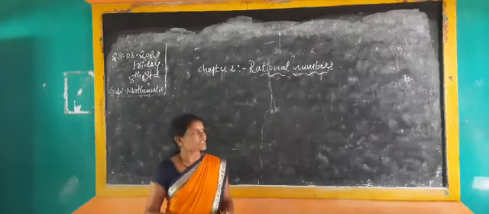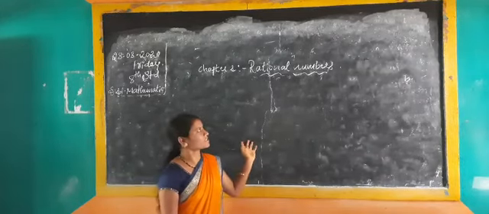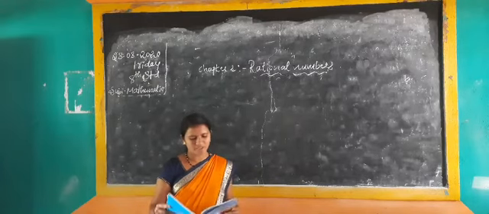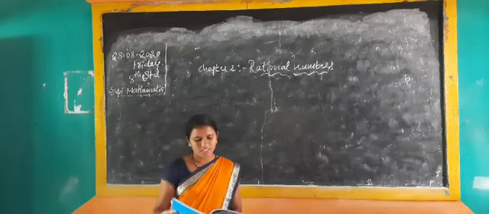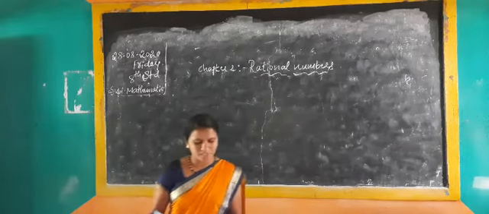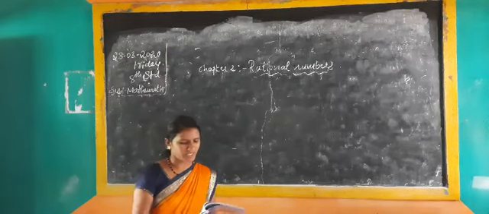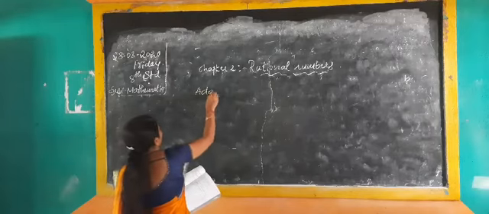Last class we discussed rational numbers, their definitions and properties, and exercise 2.1. In that, the first main and second main; actually, I solved only the first main. Take down the second main: write the additive inverse of each of the following. Additive inverse.